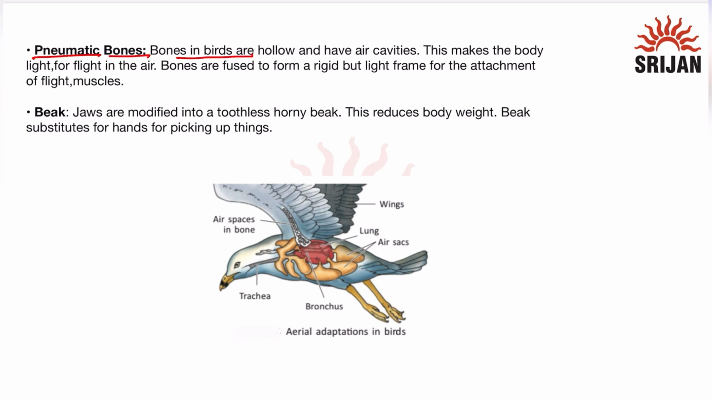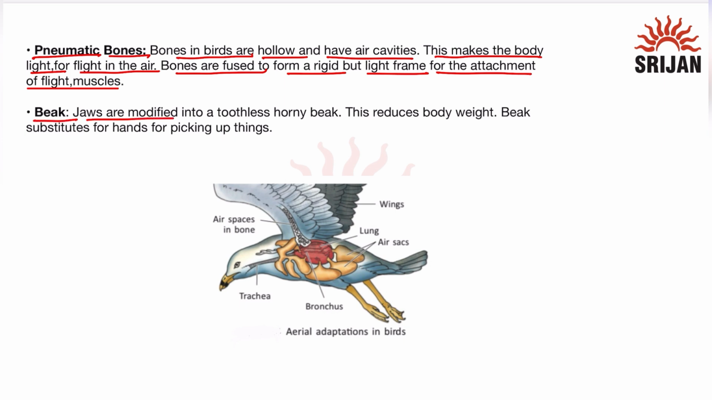Next is pneumatic bones. Now bones in birds, they are hollow and have air cavity. This makes the body light for flight in air. So for anything to fly in air, it needs to be made light. That is why bones in birds are hollow and they have air cavities so that the bird can fly easily. Bones are fused to form a rigid but light frame for the attachment of flight muscles that also help in flying.